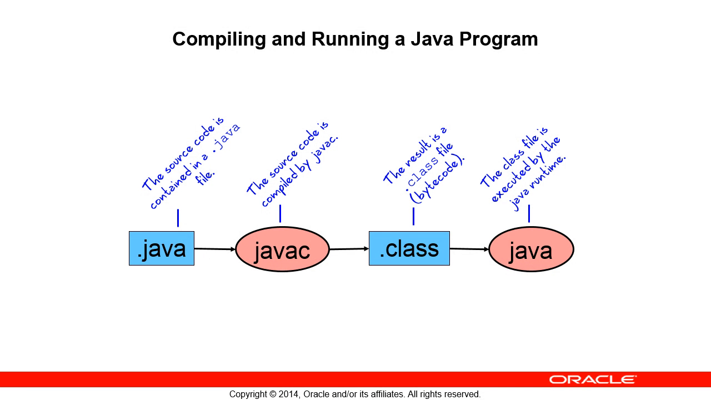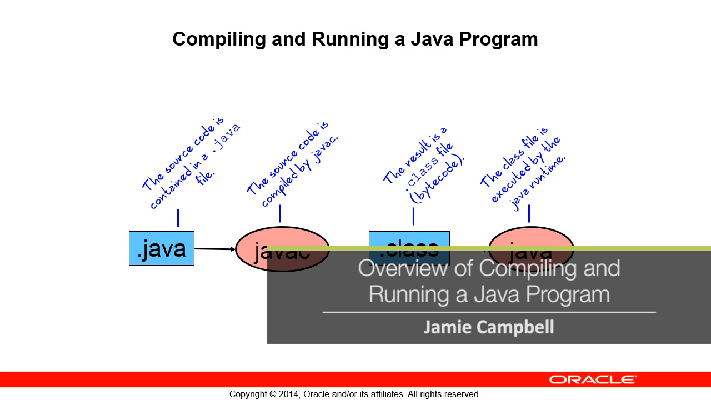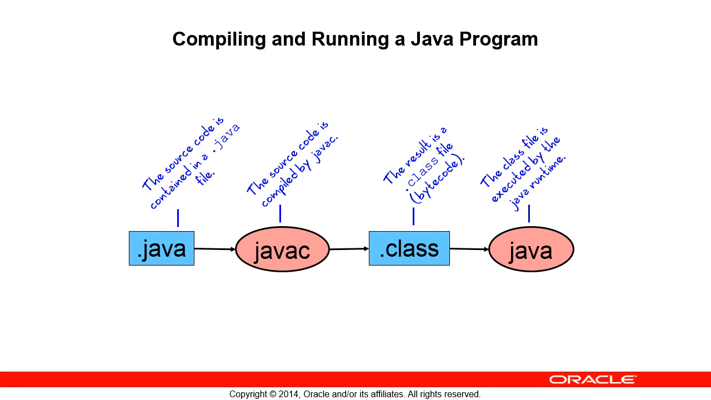In this video, I'll provide an overview of compiling and running a Java program. This diagram illustrates what happens when you compile and run a Java program. In the first step, the Java code is created in a file with the extension .java. This is called the Java source code.